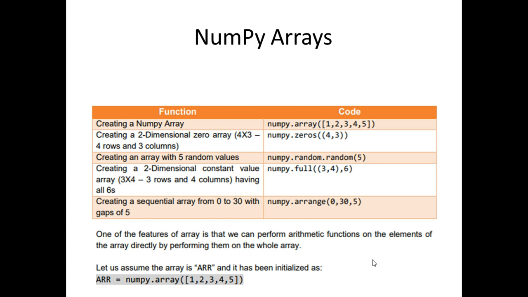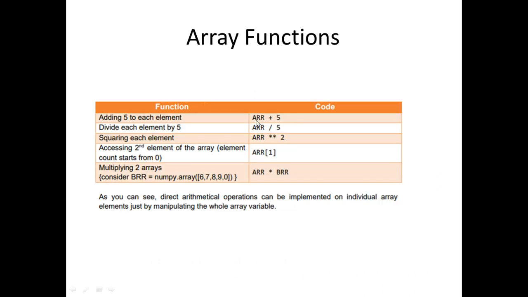So arithmetic operations can be applied. If I say ARR is equal to ARR plus 5, each and every element gets added with 5, and then the result is stored back to ARR. I can divide each element by 5. I can square each element. So if there is 2, 4, 6, it becomes 2 square, 4 square, 6 square.